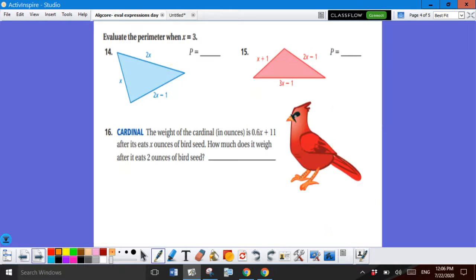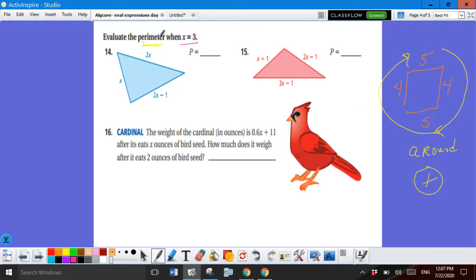Okay, so let's refresh ourselves in terms of perimeter. If this is a box, this is 5, this is 4, this is 5, this is 4. Perimeter is around the box. Perimeter means walking around the box, which means I am adding. So this one says evaluate the perimeter when x is 3.